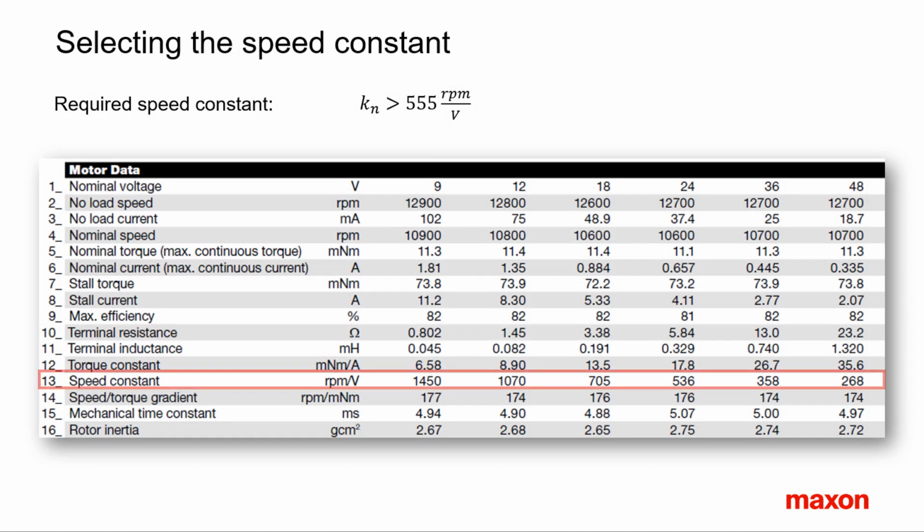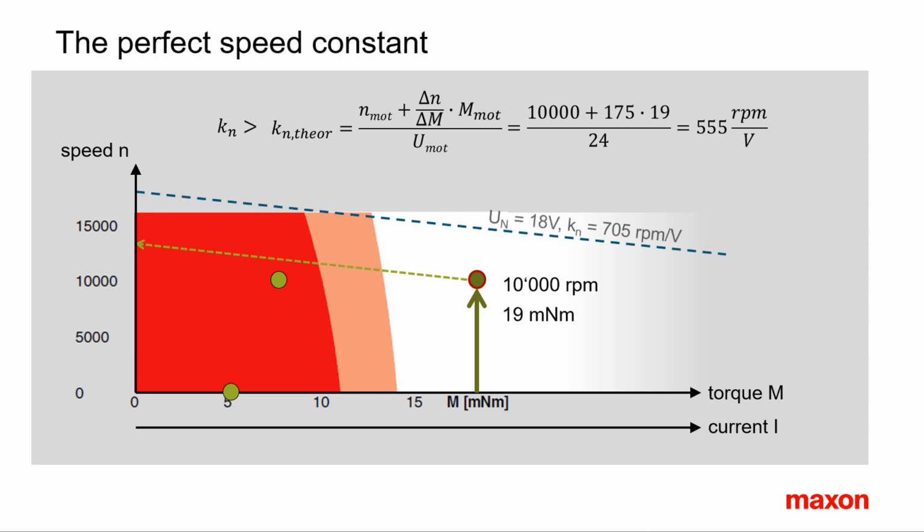A glance at the catalog page shows in line 13 that the first 3 windings fulfill this condition. The winding with 24 volt nominal voltage is just a little short. Selecting the winding with 18 volt nominal voltage gives us a nice speed reserve. The speed torque line lies above all operation points. Optimally, the selected speed constant should be about 20% higher than the calculated one. This gives us some headroom for proper control and to account for all kinds of tolerances.